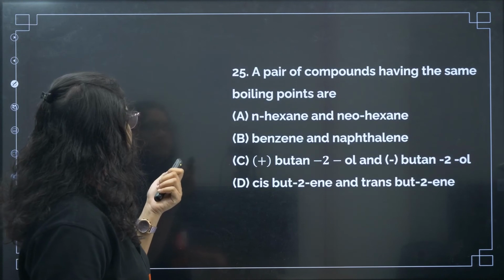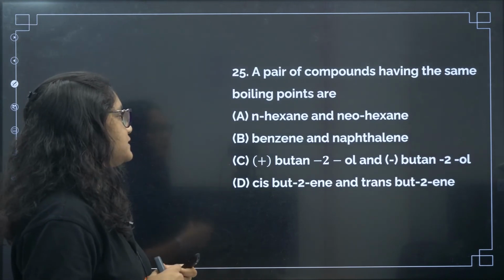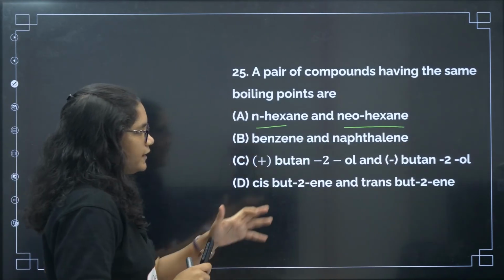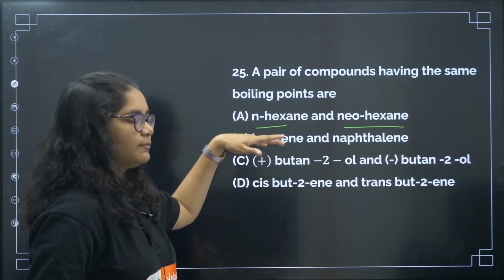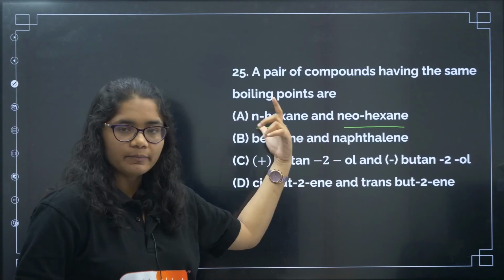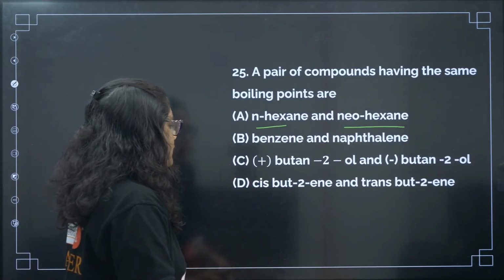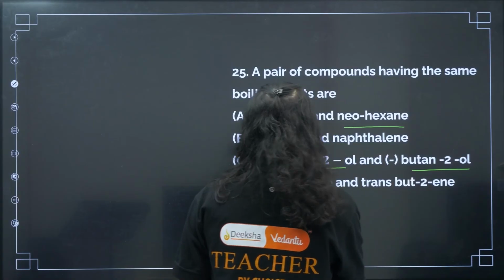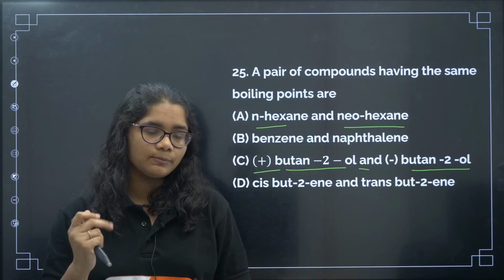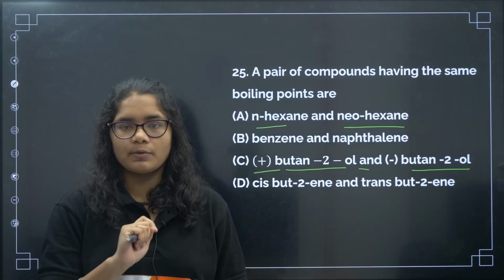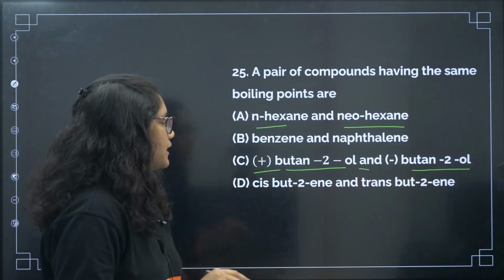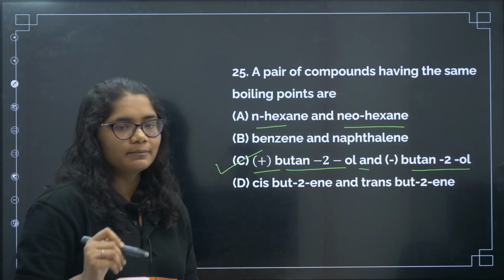Now coming to question number 25, a pair of compounds having the same boiling points are. Okay, n-hexane and neohexane. Here there is branching, so the boiling point will be less. Here the boiling point will be more. Benzene and naphthalene. So naphthalene is a bigger compound, it will have a higher boiling point. But if you see butan-2-ol and butan-2-ol, plus and minus, dextrorotatory and levorotatory compounds, these are stereochemical properties. They do not affect the physical properties. So the boiling point of plus butanol and minus butanol will be the same. So the correct answer for this question is option number C.